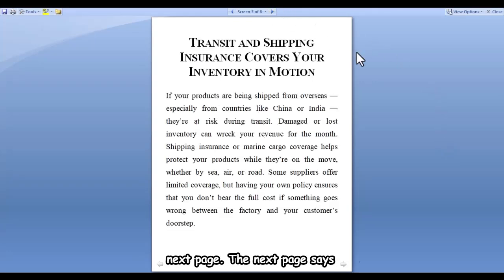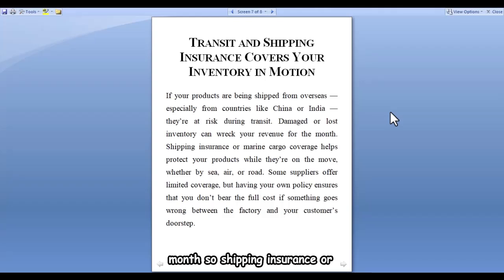The next page says transit and shipping insurance covers your inventory in motion. If your products are shipped from overseas, especially from countries like China or India, they are at risk during transit. Damaged or lost inventory can wreck your revenue for the month.